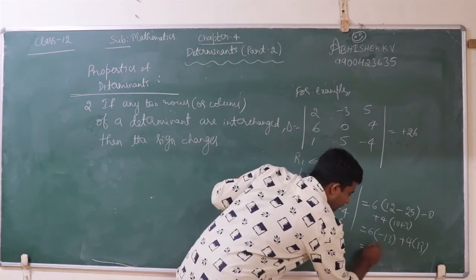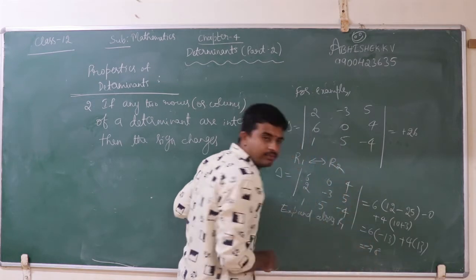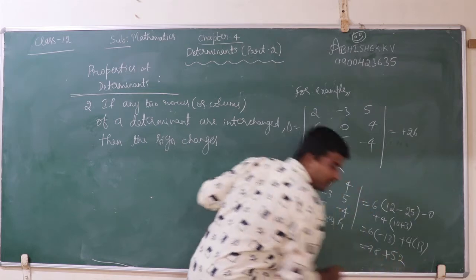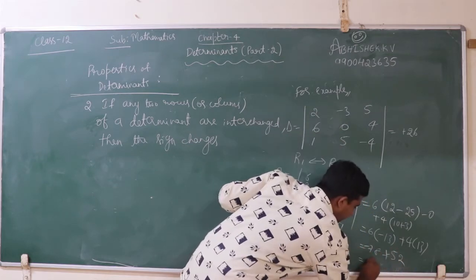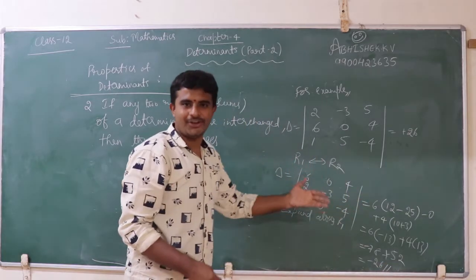This is equal to 6 3s are 18. Carry 1. 6 1s are 6 plus 1, 7. Minus 78 plus 4 3s are 52. Minus 78 plus 52 is what? Minus 26. This is the beauty of mathematics.